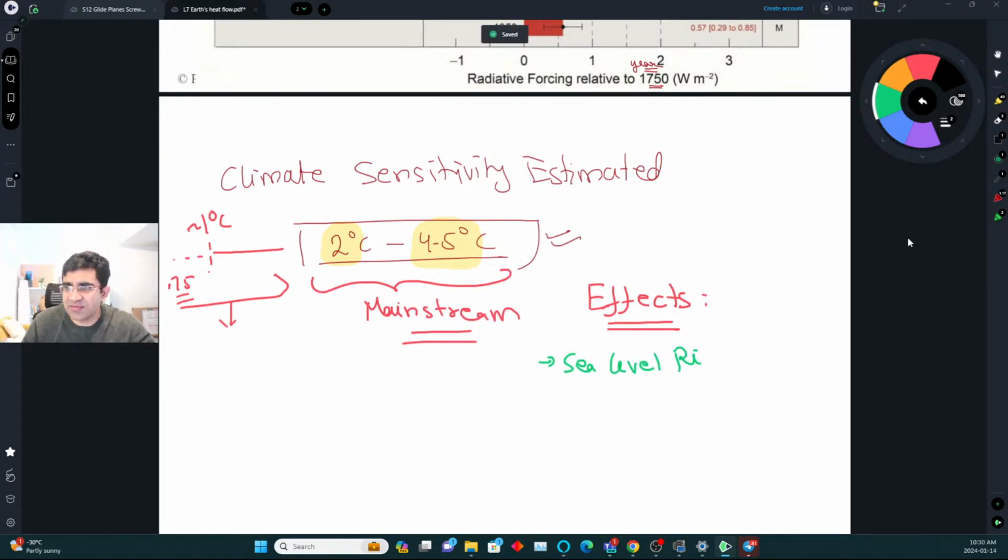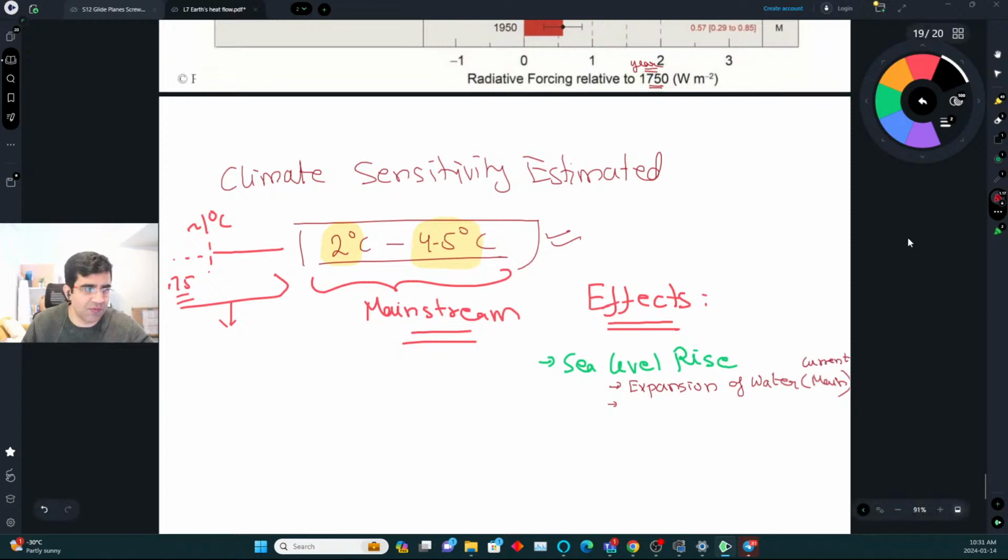Why will sea level rise? What will cause sea level to rise? Sir, water in oceans may expand a little. Expansion of water as it warms. Okay, so currently it is the main contributor to sea level rise. Currently this is the main contributor. Another way, what else will cause sea level rise?